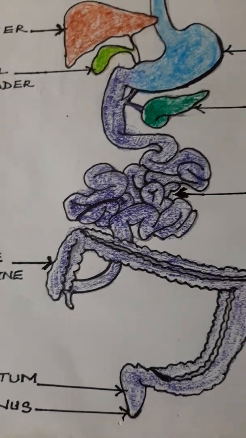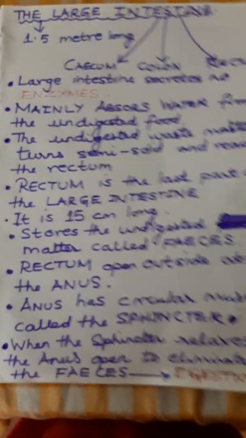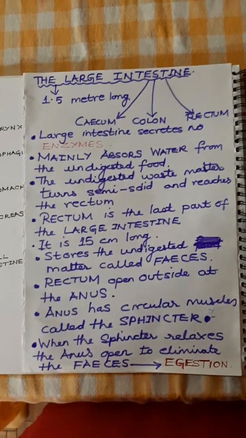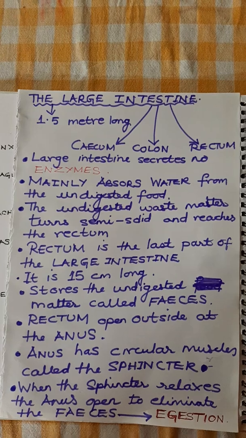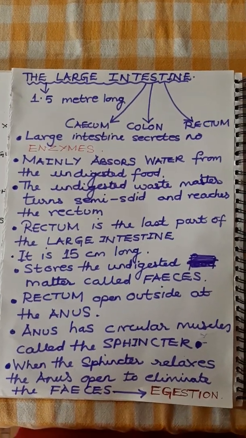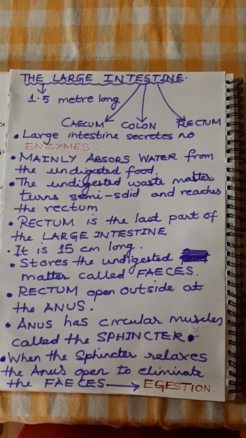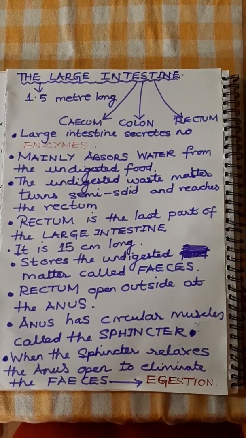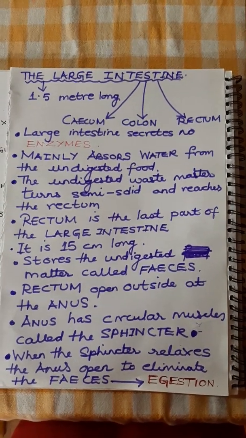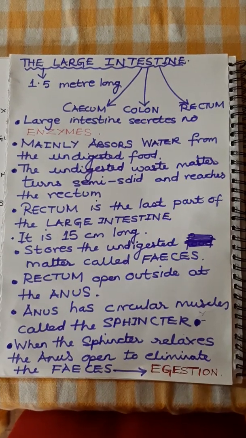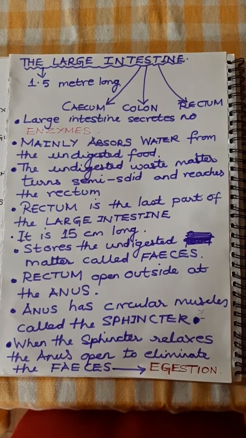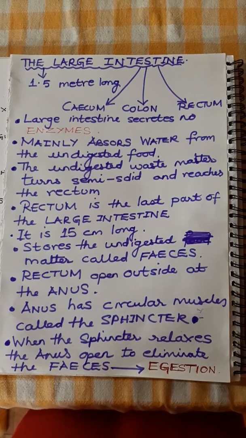The throwing out of the feces from the body is known as egestion. Now here it is, whatever I told you is over here. From the small intestine, it passes on to the large intestine. The large intestine is 1.5 meters long and is divided into three parts. The first part is the cecum, then the colon, and then the rectum.